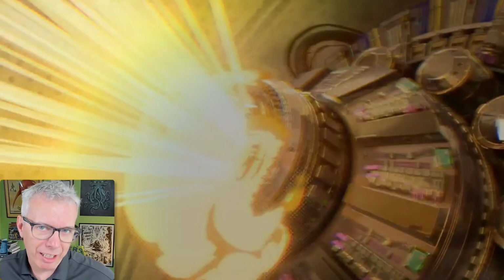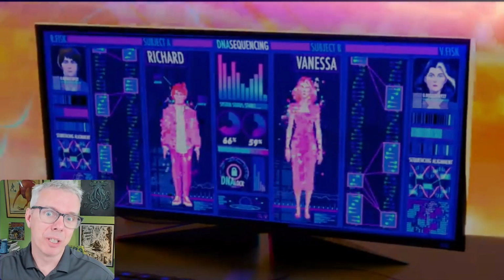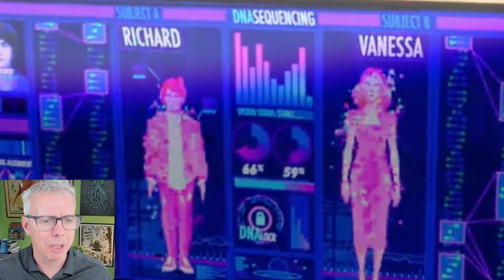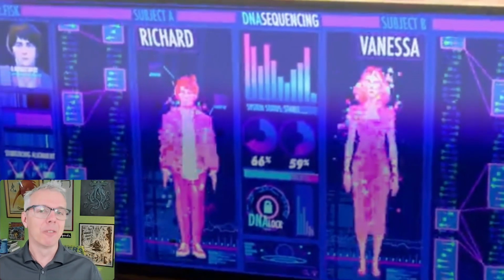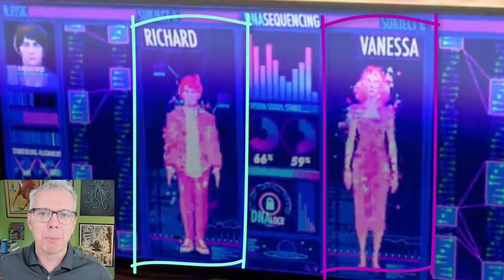Kingpin has to go rebuild the collider with Dr. Octopus's help. They run the collider again, and this time they get closer. So our final dashboard is the one that actually tracks how close Richard and Vanessa are being pulled from a parallel universe into this one. And boy, they get close. This dashboard's really cool. I love it. The figures show in real time how close they are. You can see them emerging.